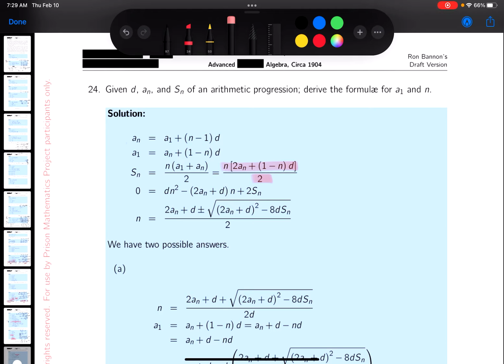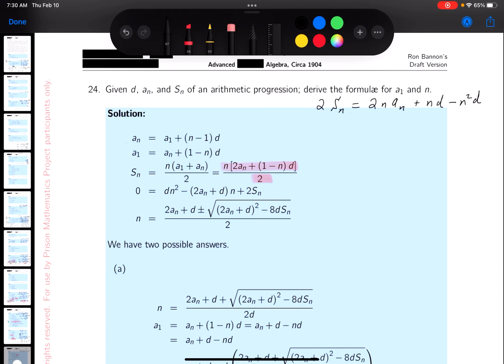I know what D is, and I know what SN is. So I'm looking at that equation. It's quadratic in N, but I have to show you that. I'm going to multiply both sides by 2, so it's going to be 2SN, and I'm trying to work my way to the next line. That's 2SN, and I have to be careful here too. It's going to be 2AN plus, I'm distributing by the way, ND minus N squared D.